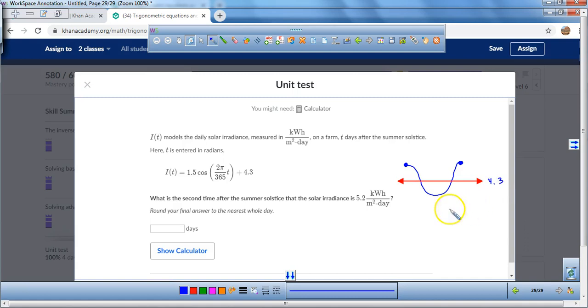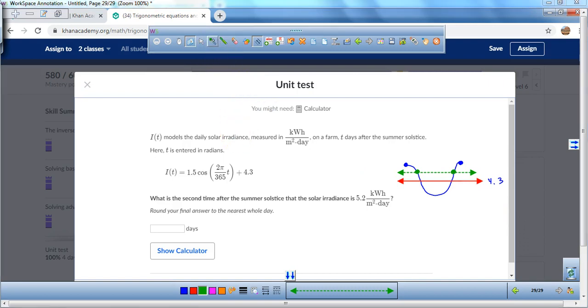But it says, what is the second time after the summer solstice that the solar irradiance is 5.2? So it's looking for the second time. The first time it would be at 5.2 would be, say, somewhere around right here. But the second time, it's going to go back down and back up. So it's actually looking for this answer, if, let's say, that right there is at 5.2.